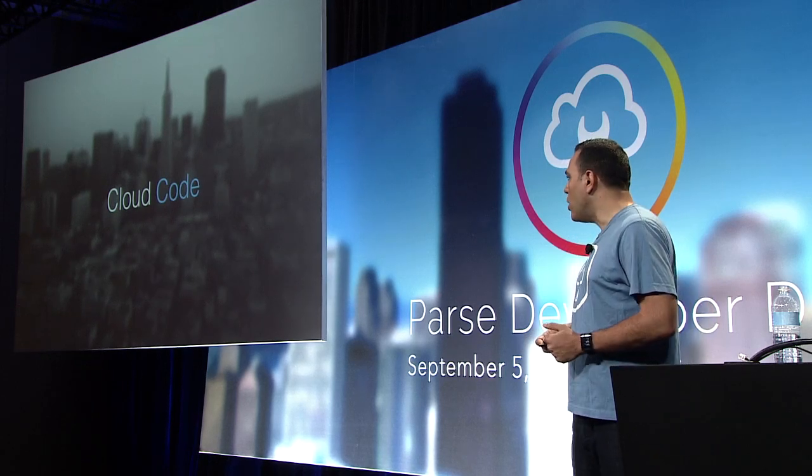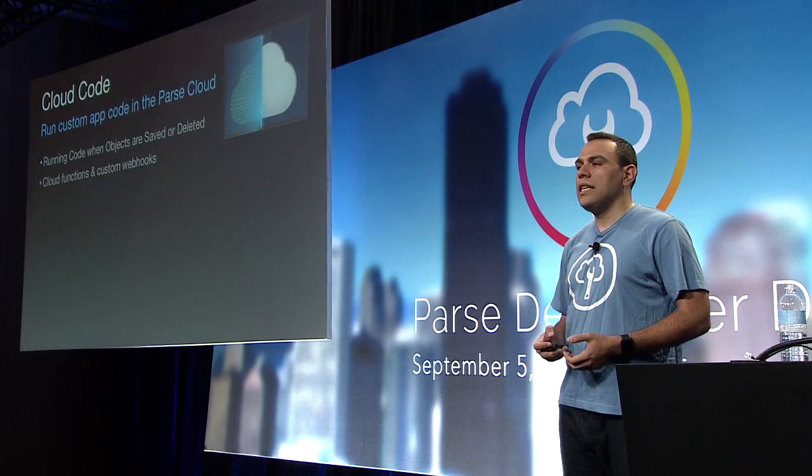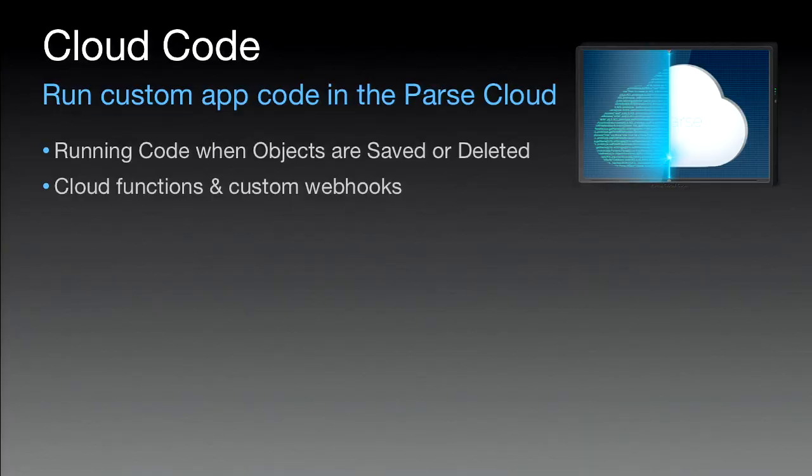Everything I have covered so far deals a lot with client code. But there are some situations where you might want to offload some business logic into Parse's infrastructure. So for that, you can use Cloud Code. Cloud Code is basically JavaScript in the cloud. It has certain functionalities, such as allowing you to run custom code when objects are saved.